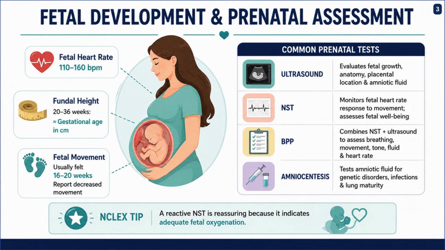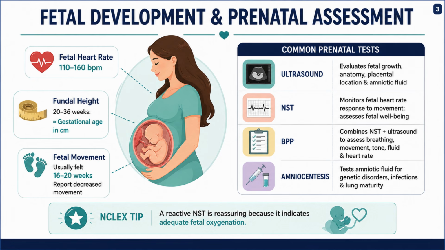Now let's look at fetal development and the assessments nurses use to monitor fetal well being throughout pregnancy. These assessments are commonly tested on the NCLEX because they help determine whether the fetus is developing normally. First, remember that the normal fetal heart rate ranges from 110 to 160 beats per minute. A heart rate within this range is reassuring and indicates adequate fetal oxygenation. A rate below 110 or above 160 requires further assessment because it may indicate fetal distress or another complication.